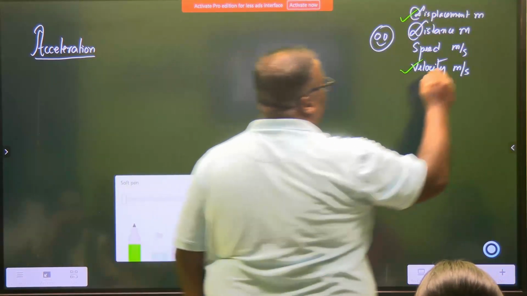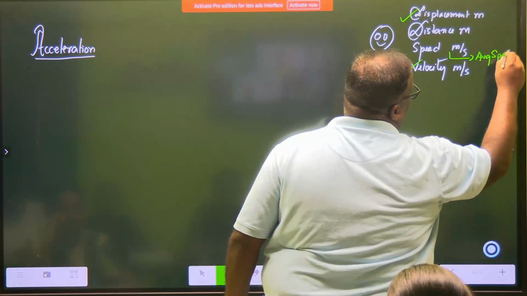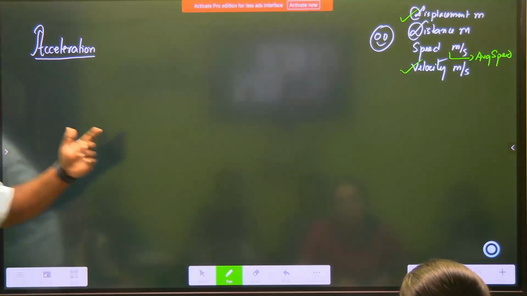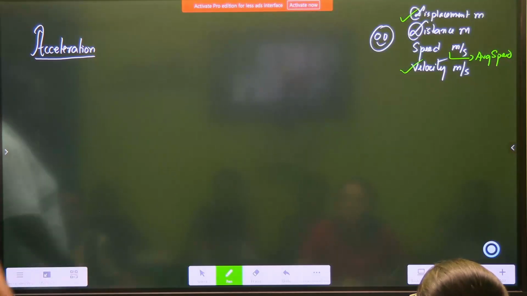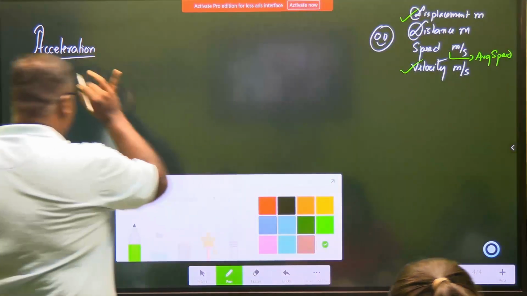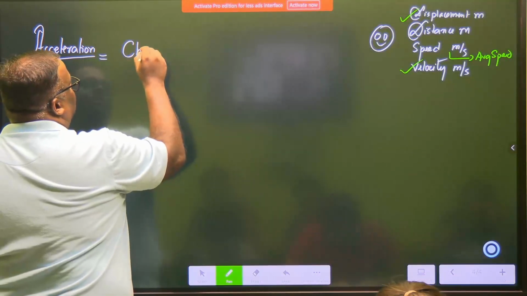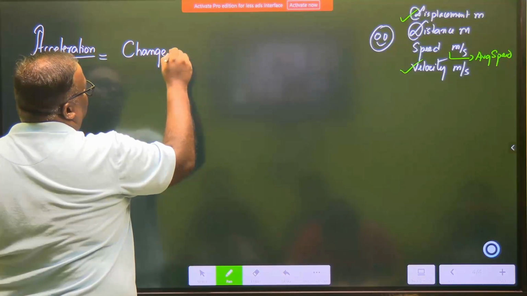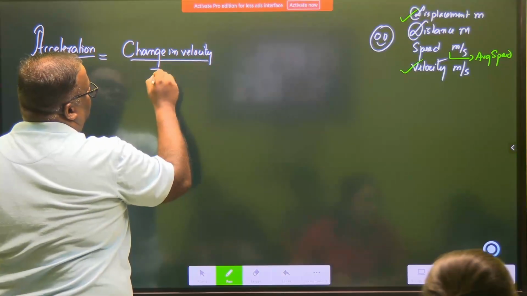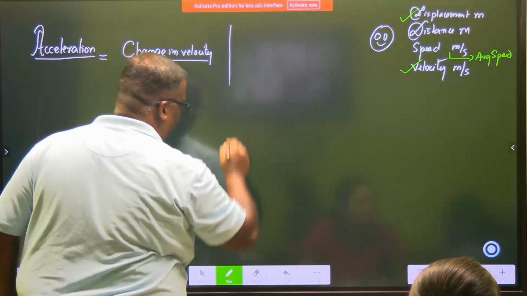Okay? And in speed, we went and visited somebody also whose name was average speed. Total distance traveled by total time taken. And now we have come at velocity. Okay? Now please understand, from here your life will get a little bit troublesome. Acceleration is defined as change in velocity over a time. To understand this, we will again go and visit velocity.